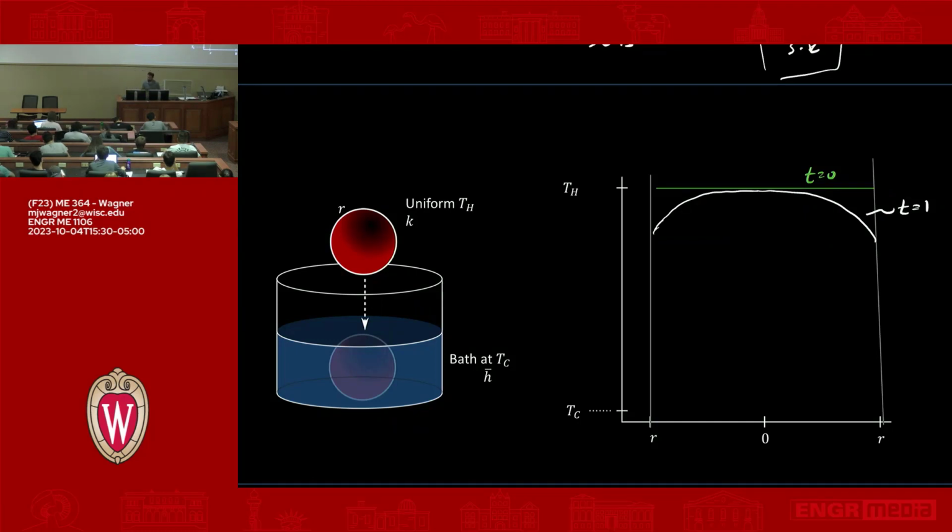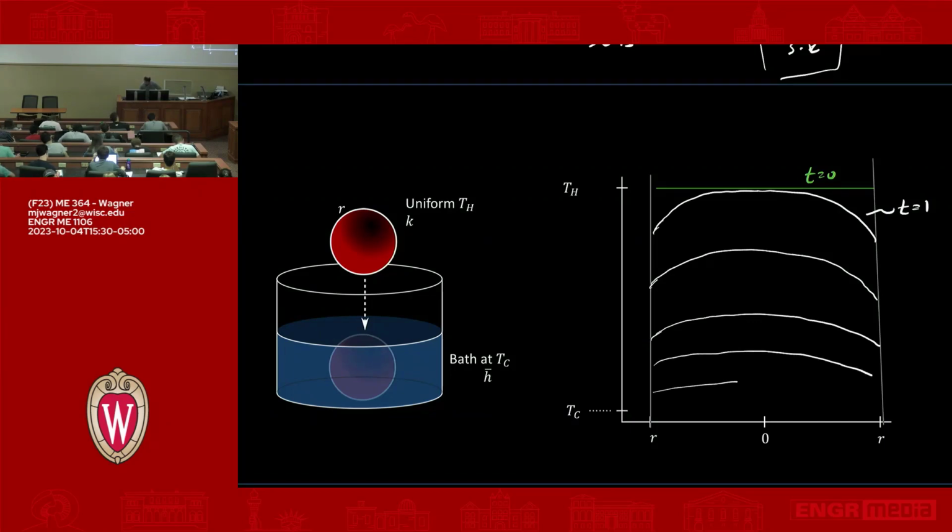Okay, at t equals 2, there's been more heat transfer out, and this thermal wave has had time to start propagating in and is bringing down the temperature of the entire thing. So at t equals 2, we can draw it, and it might look something like this. T equals 3, maybe it looks like this. T equals 4, 5, 6. This should make some sense to you.